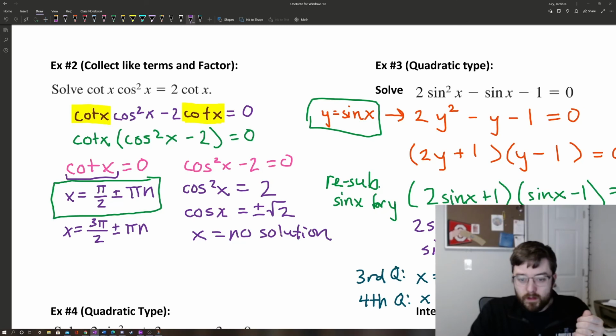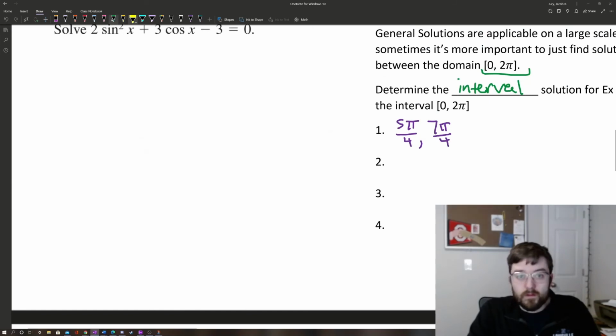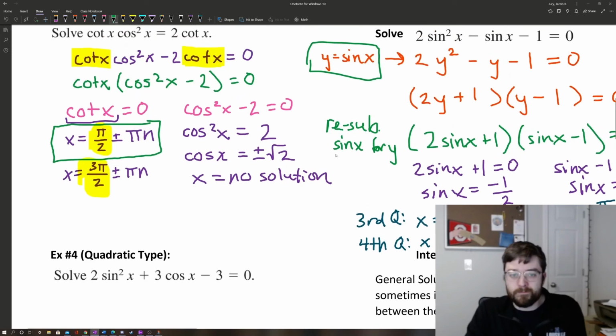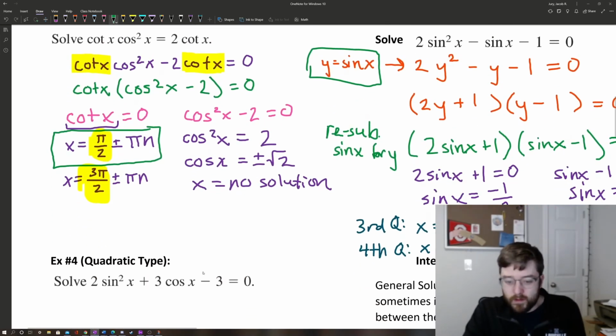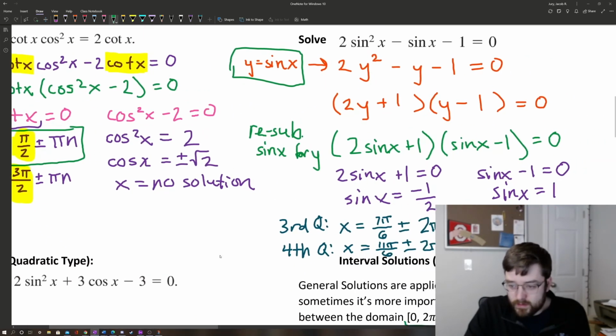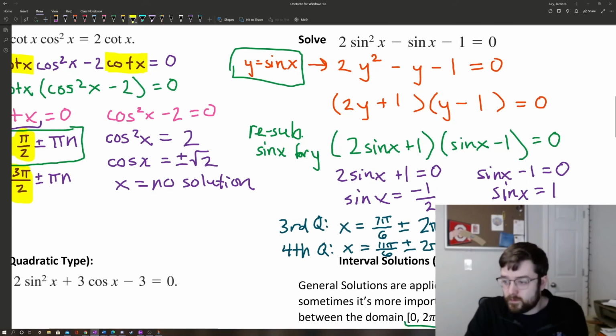On number 2, I've got my pi over 2 and my 3 pi over 2 that are solutions to my equation. So that's what I'll write up here. Pi over 2, 3 pi over 2. Cool. Thanks, cotangent. You did great. Now, number 3, I'm just listing these numbers right here. So I've got pi over 2, 11 pi over 6, 7 pi over 6.